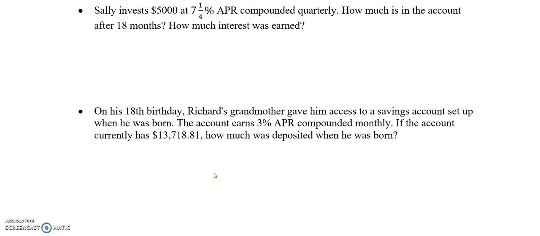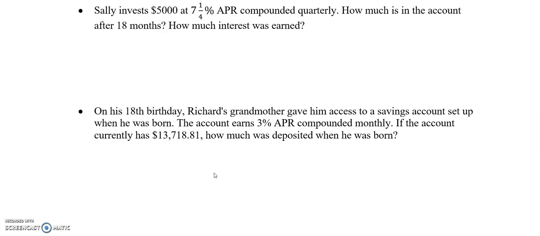Let's continue on looking at some additional examples using compound interest. Then we're going to talk about what happens if the interest is compounded continuously. And then finally, we're going to wrap up with how to find the APY, or the annual percentage yield.